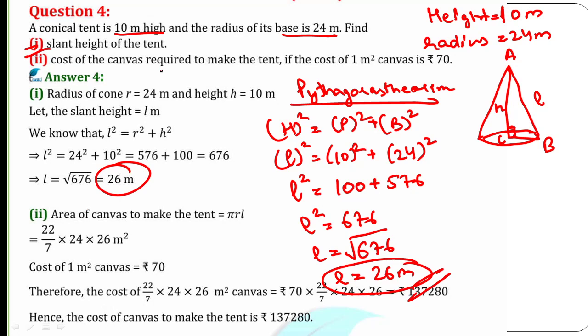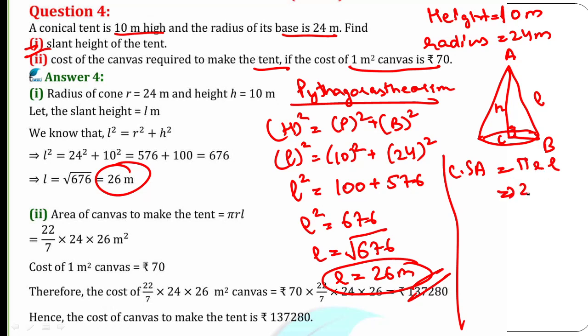Next is the cost of canvas required to make the tent, if the cost of 1 meter square is rupees 70. First of all we have to calculate the area. So the area is the curved surface area, pi r L. The value of pi is also given, that is 22/7. Radius is 24 and the value of L is known, that is 26.